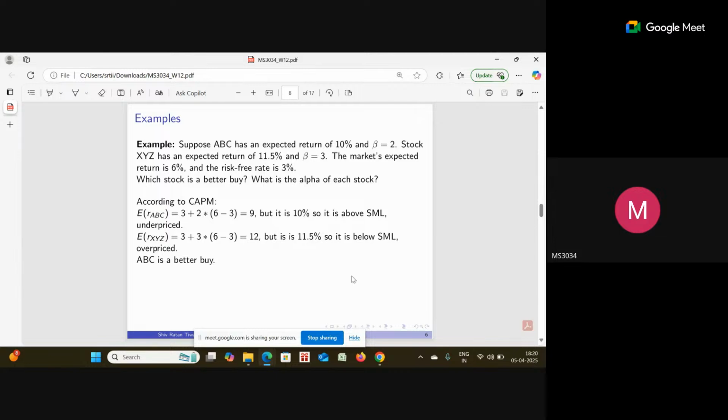We can do the same thing by evaluating alphas and then making our decision. So if you calculate alpha for ABC, that is what is actually expected, that is 10%, minus what you are predicting from CAPM, that is 9. So alpha for ABC is +1, it has positive alpha, so it is underpriced. Similarly for XYZ, the alpha is negative 0.5, so it is overpriced. So from that calculation also, you are coming to the same conclusion, that ABC is a better buy.